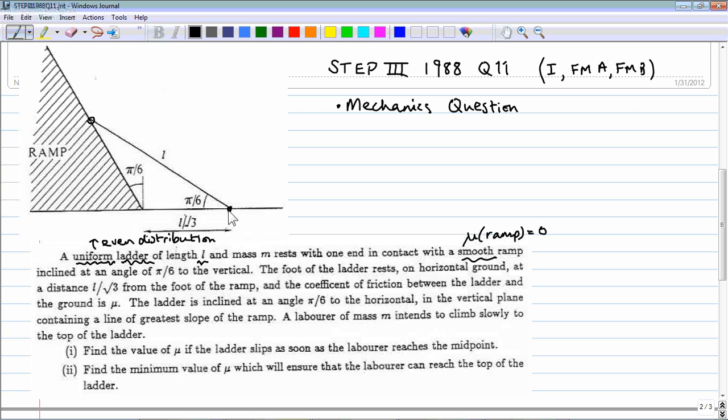So the ladder is inclined at angle pi over 6 to the horizontal in the vertical plane containing a line of greatest slope of the ramp. Okay, you should be used to that kind of language. It just means everything is happening in one vertical plane. A labourer, so that's a person, mass m, is going to climb to the top of the ladder. So part 1, we've got to find the value of mu if the ladder slips as soon as the labourer reaches the midpoint.